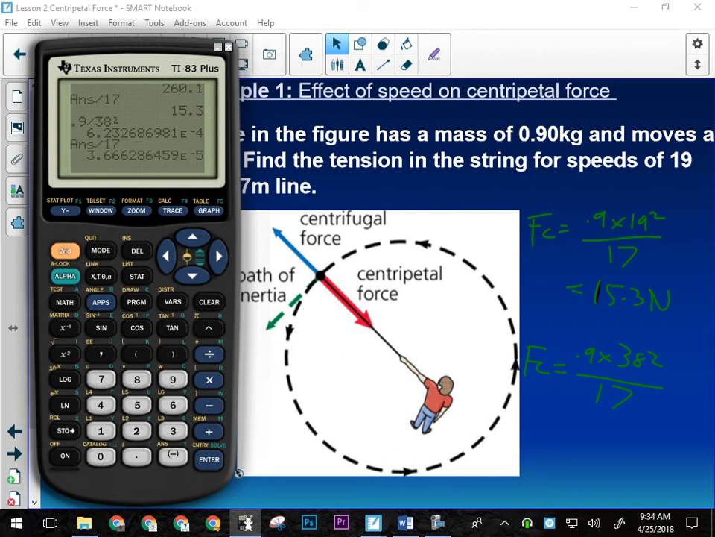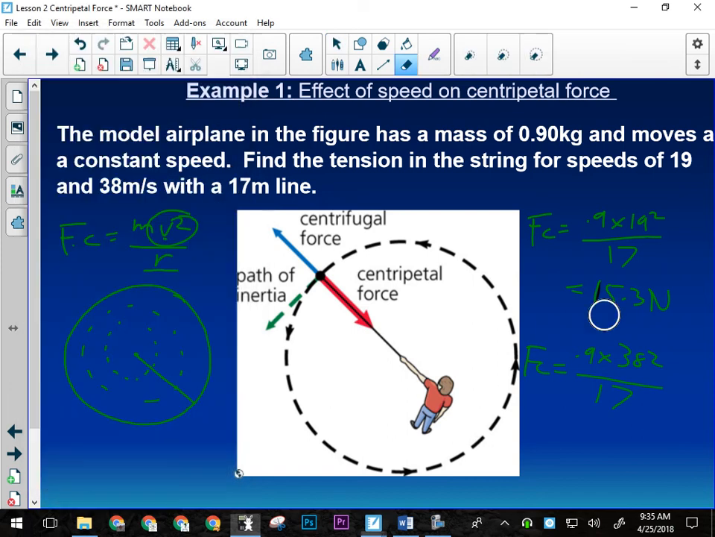Whoop, what did I do wrong there? Oh, I went divided. 0.9 times 38 squared. Sorry, 46.76. Okay. Did I mess something up on that first one? I think I did. Let me check that first one again. Yeah, that's better. Okay, now it works. So this should be 19.1. I must have typed something in wrong here. All right, so this one's 19.1.